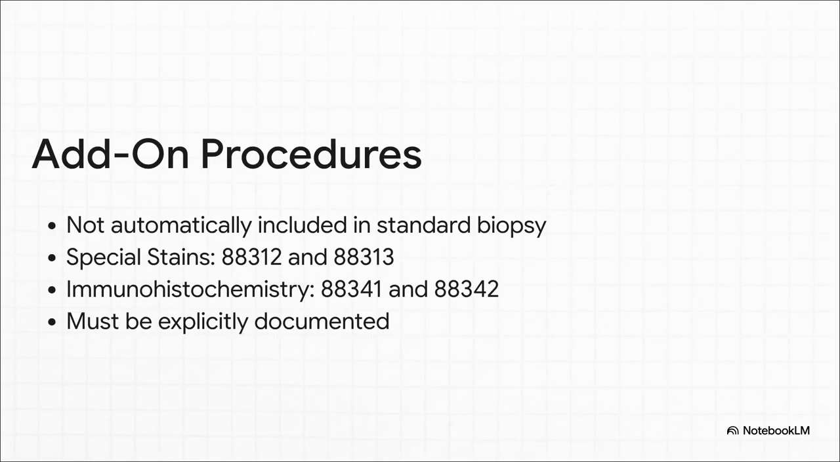Let's move on and see how this builds with add-on procedures. Please, never assume that special stains or immunohistochemistry are just automatically included in a standard biopsy code. Spoiler alert, they aren't. Special stains like 88312 and immunohistochemistry, like 88341, are very specific add-on codes. If they're explicitly documented by the provider, they are separately reportable. Don't leave those codes on the table.